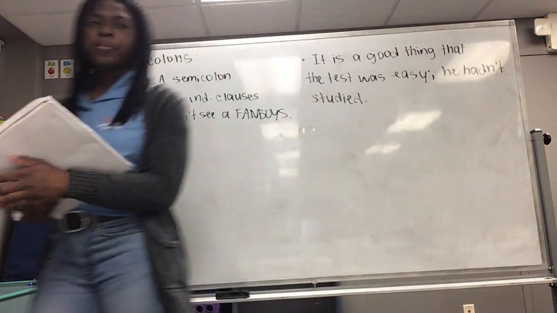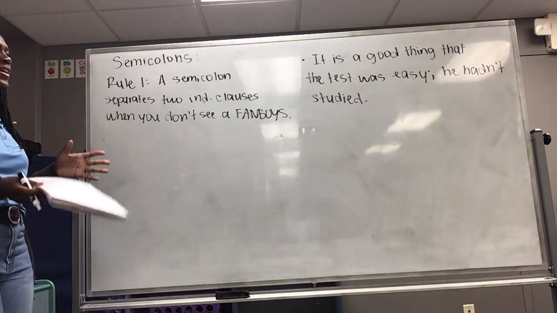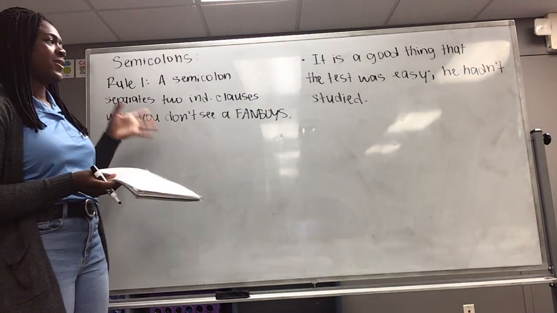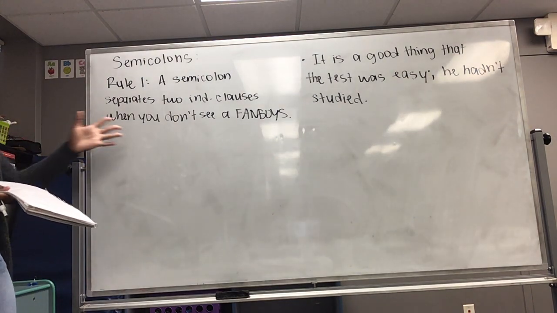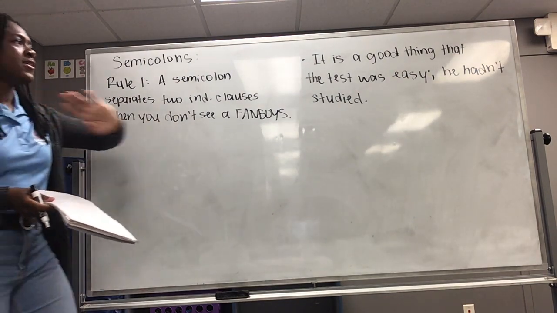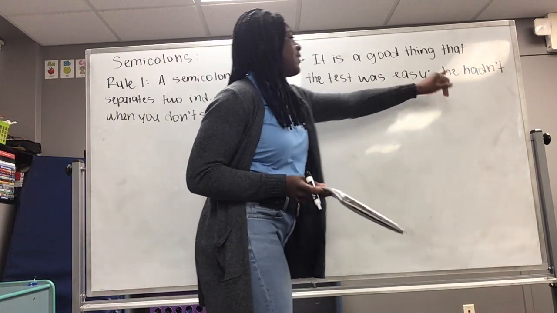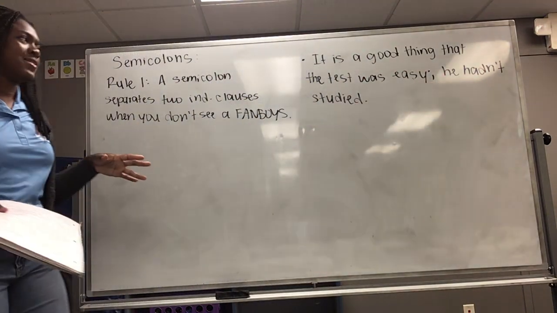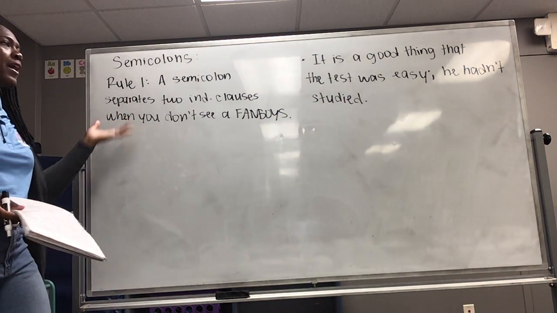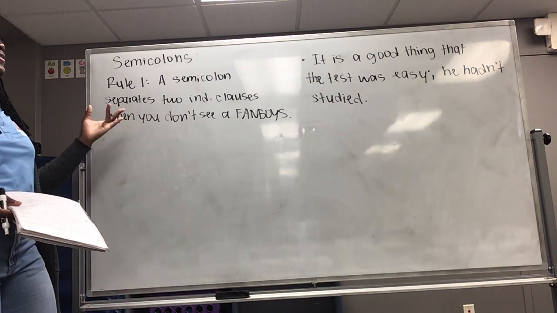So here's my example. It is a good thing that the test was easy; he hadn't studied. So we've got our two independent clauses there being separated by a semicolon. If you'll notice, my second independent clause, our pronoun he, is not capitalized. It's not completely like a period where you capitalize the next sentence, but it's really similar.